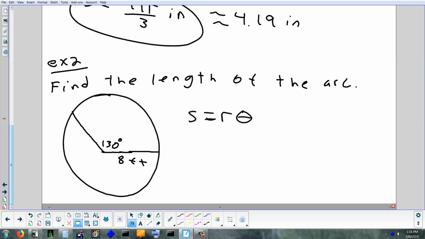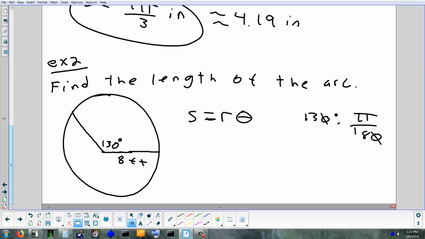Yeah, Jillian? The angle's in degrees, not radians. Right, the angle is not in radians. It has to be in radians. So off to the side, that's the first thing I would do. Before I even fill anything in, just change 130 degrees to radians. And what do I multiply by to change degrees to radians? Pi over 180 or 180 over pi? Pi over 180. Yep, pi over 180. Now, 130 and 180, it doesn't really reduce completely. All you can do is divide by 10. So it's 13 pi over 18.